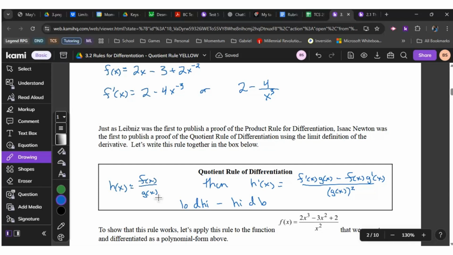Not necessarily, but be careful. I've seen a lot of people differentiate e to the x by subtracting 1 from the x. Well, that's their fault. They don't know what that one is yet.